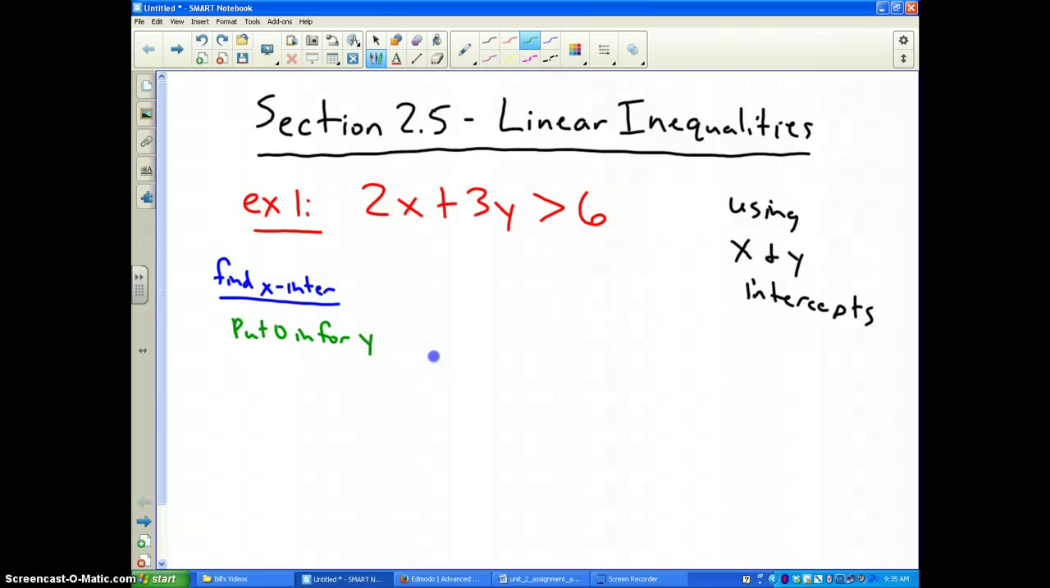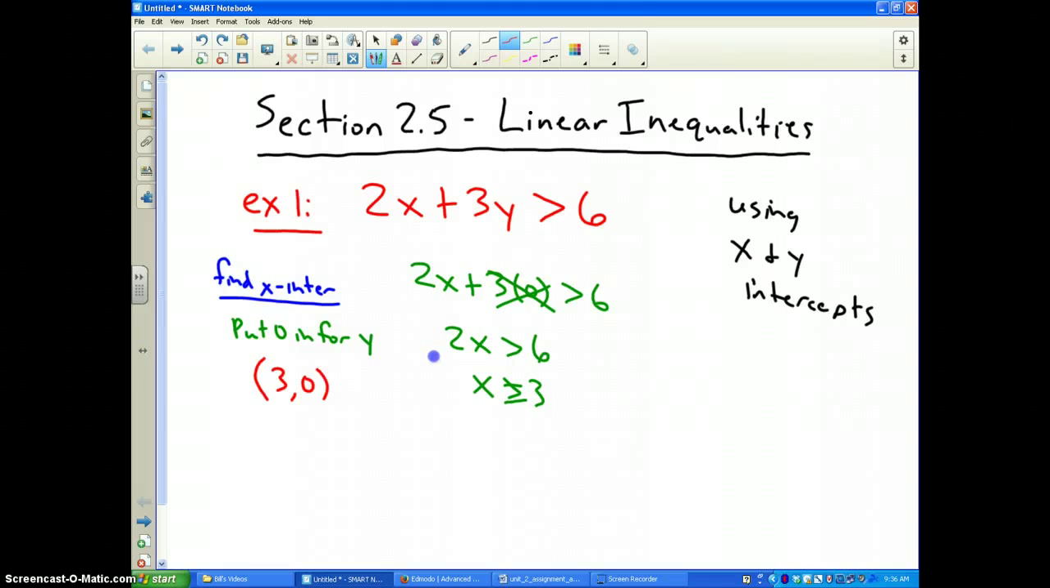So if I put 0 in for y in my inequality, I will get 2x plus 3 times 0 is greater than 6. 3 times 0 cancels out, and I get 2x is greater than 6. If I divide both sides by 2, I get x is greater than 3. Actually, we're going to pretend it's an equal sign, so my x-intercept is equal to 3. I'm just going to write this down: my x-intercept is (3, 0), to remember that. And I'm going to erase my work.